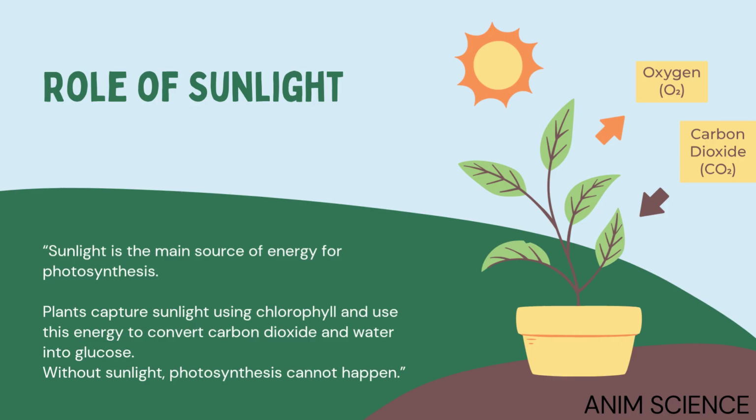The intensity of sunlight also affects the rate of photosynthesis. When there is more sunlight, the process happens faster. When sunlight is low, the process slows down. That's why plants grow better in places where they receive enough sunlight. So sunlight is not just important, it is absolutely essential for the survival of plants and, ultimately, all living beings.